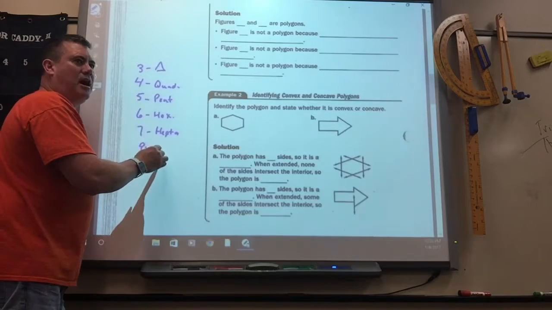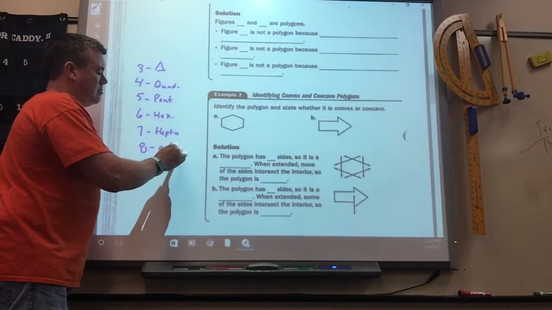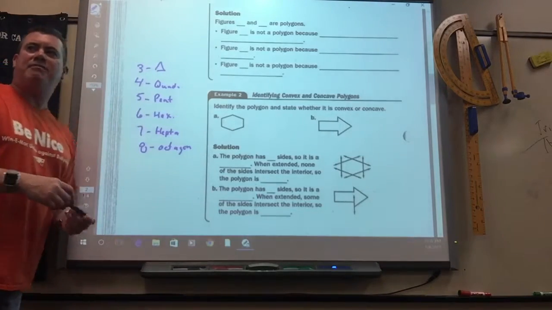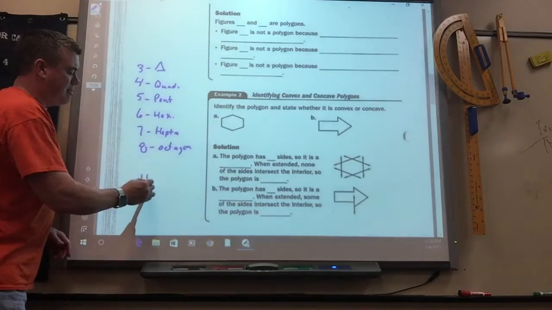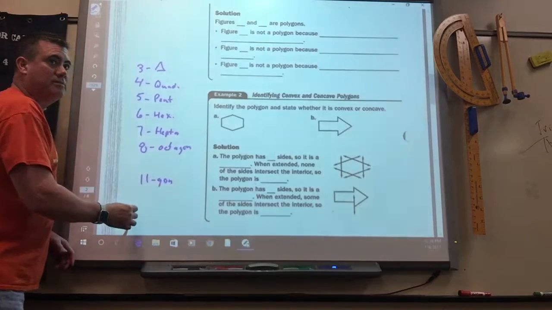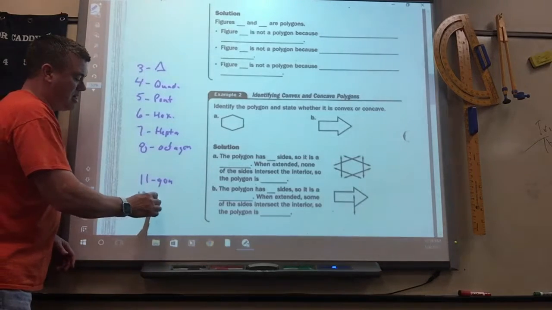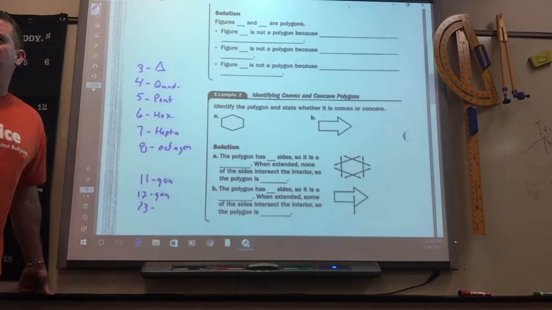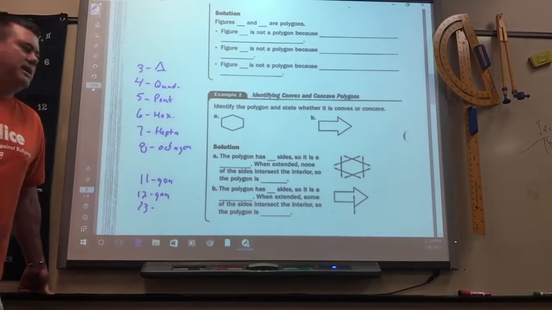An octagon has 8 sides. 11 doesn't have a name, so they just call it an 11-gon, and then a 12-gon and a 13-gon and so on. 9 is a nonagon, 10 is a decagon, like a decade.